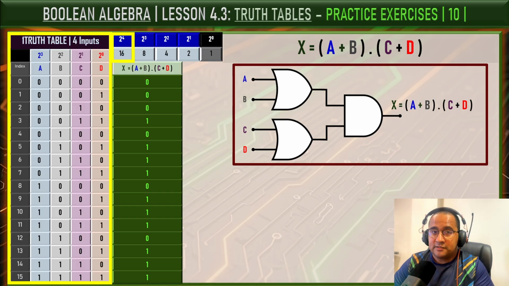In the next lesson, we'll begin studying canonical forms. And there, you will discover how a truth table can be transformed into a Boolean expression.